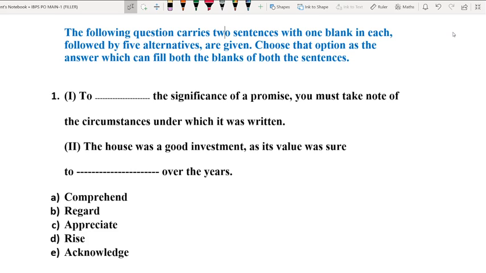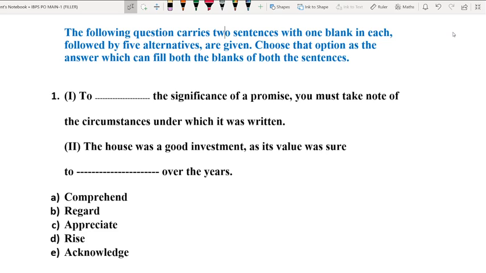Out of those 5 options, we have to choose one option that should fit in both the blanks of both the sentences. What I want to say is, we should choose one option. That one option should go into the first blank of the first sentence, and at the same time it should also fit in the second blank of the second sentence. I hope it is clear so far.